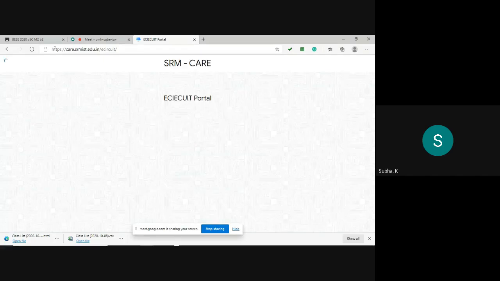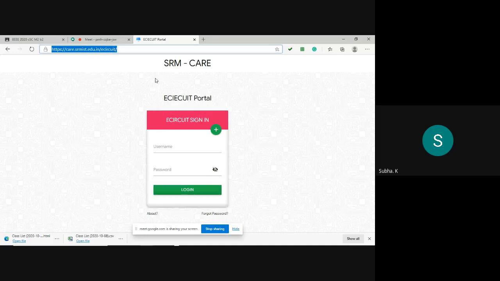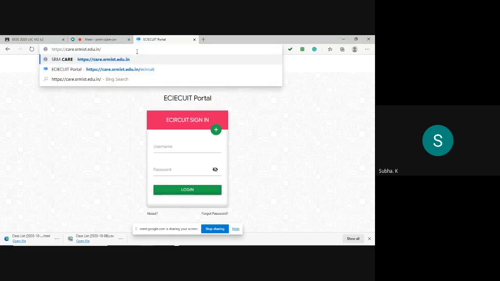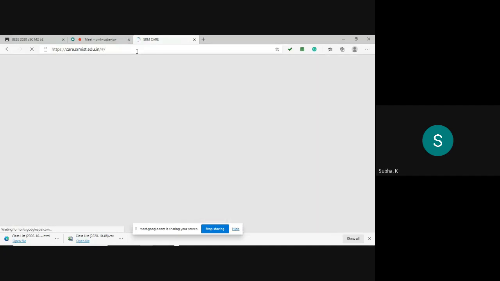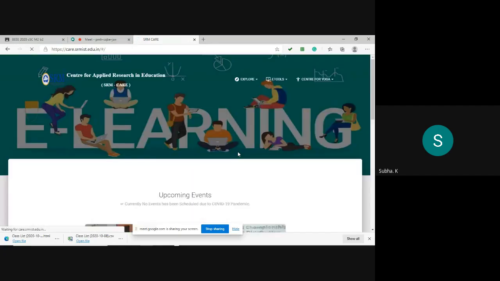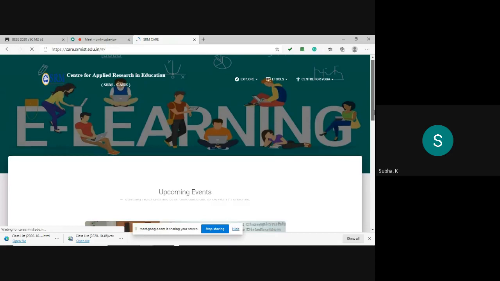Otherwise, you can directly type the HTTPS address. Care.srmist.edu.in, you go. Okay, and this page will open. Are all of you able to get this page? Are you doing it on your own? Yes, ma'am.